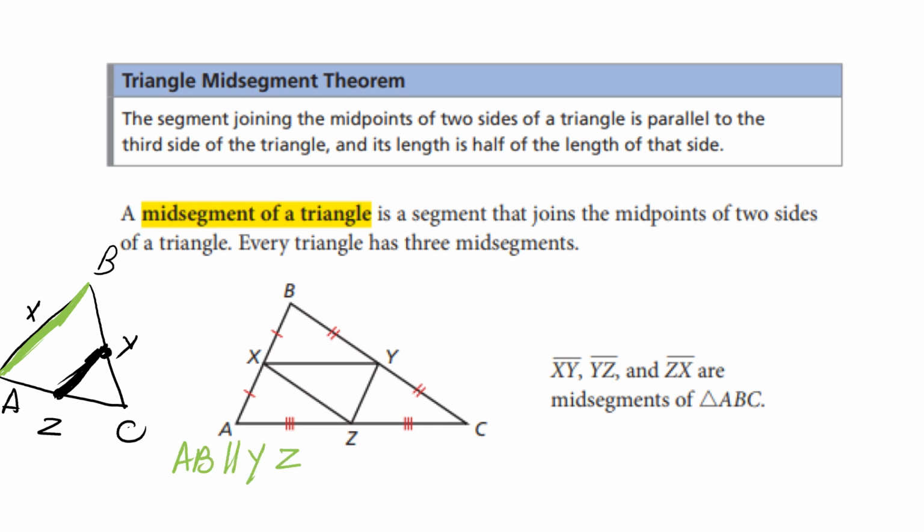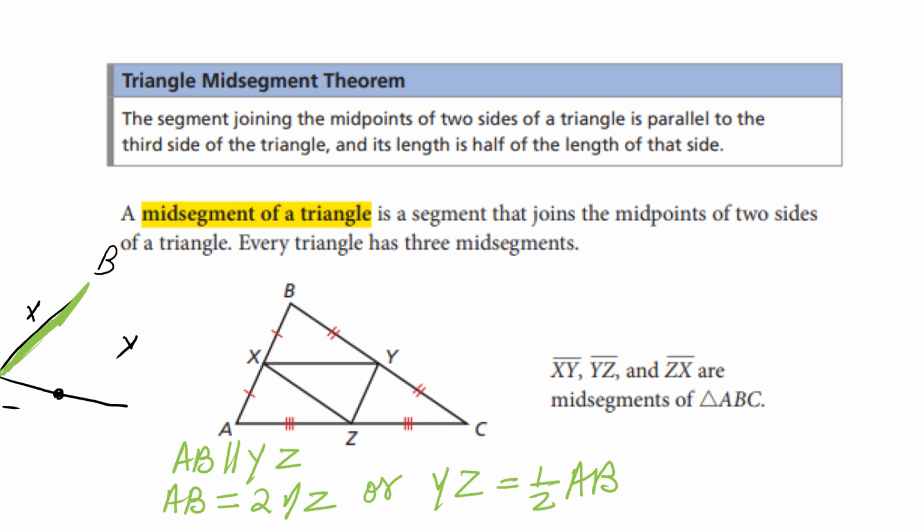So which one is bigger? AB is definitely bigger, right? So you can say that AB is 2 times YZ. Or you can even say that YZ is half of AB. So this is another relationship. Let's try to make one more relationship to understand the whole theorem in a better way, and we will not forget it that way.